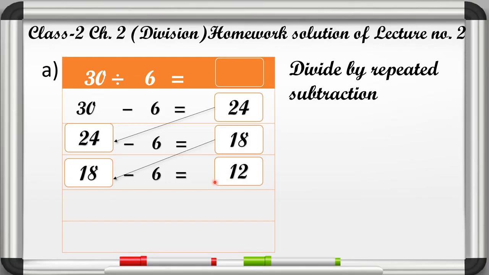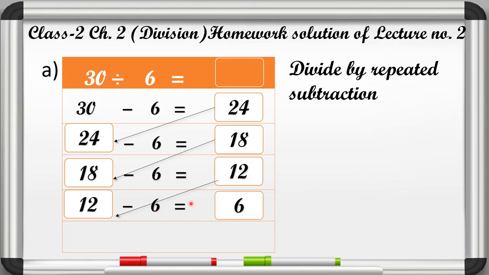Okay. Now 12 minus 6 we have to write. So here we will write 12 first of all, then minus 6. So keep 12 in your mind and 6 on your fingers. Let's start backward counting. 11, 10, 9, 8, 7, 6. So we'll write 6 here.